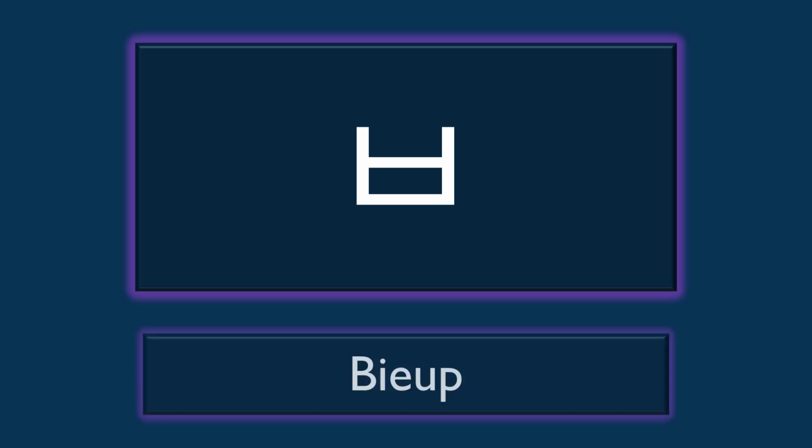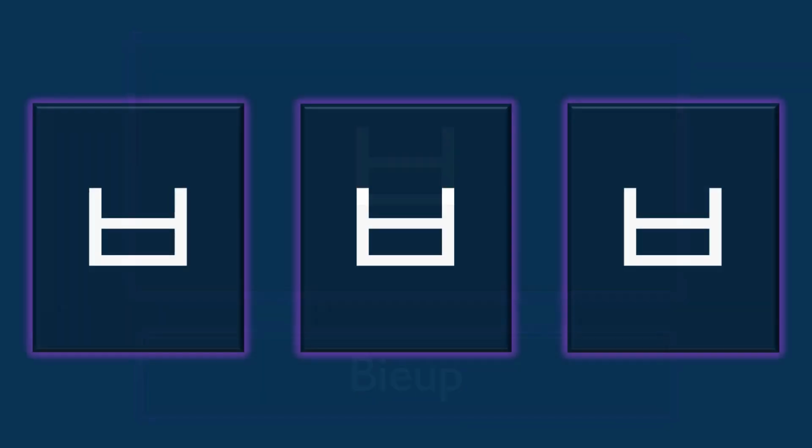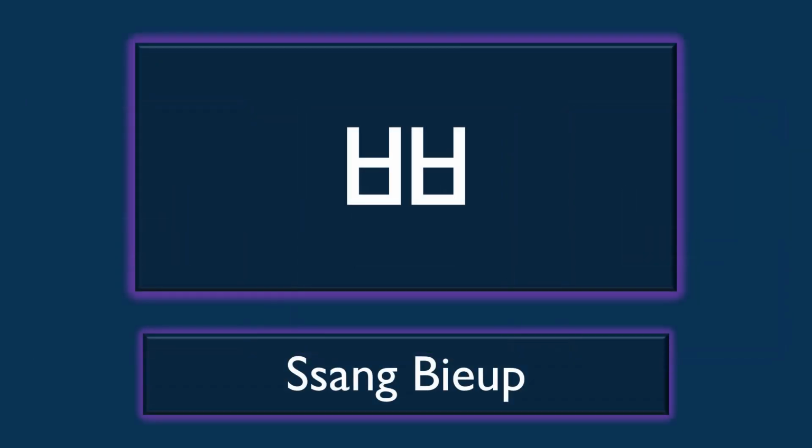Then this one. Do you still remember this one? Yes, this is biyup, the plain single consonant. This is read as pa, pa. However, if it becomes double, it will become sang biyup. This is read as ba. One more time. Ba, ba, ba.